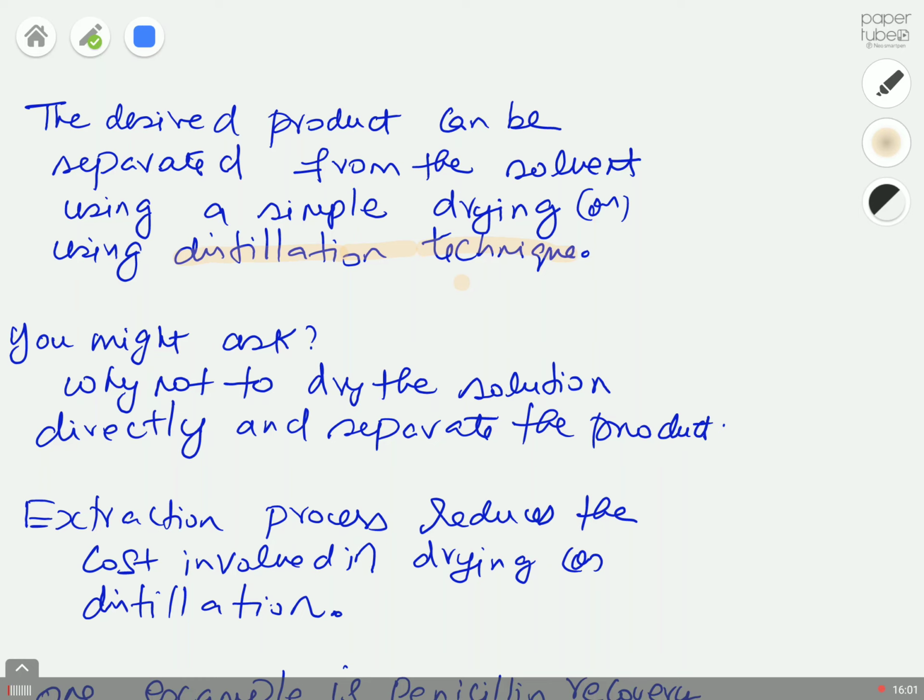You might ask, why not dry the solution directly from the carrier liquid and then separate the product?